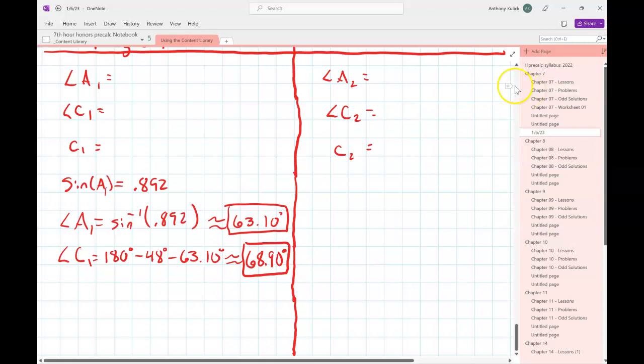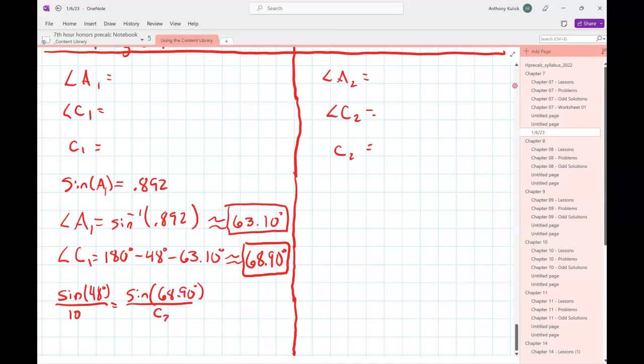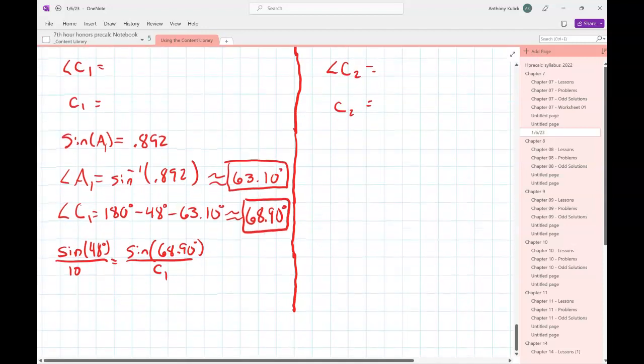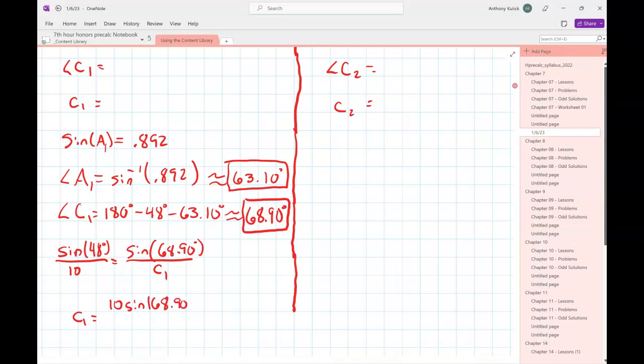Then to find side C, I'm just going to use the law of sines again. So now that I know angle C, I can just set up another law of sines and just cross multiply and divide, just like we did in the previous examples.